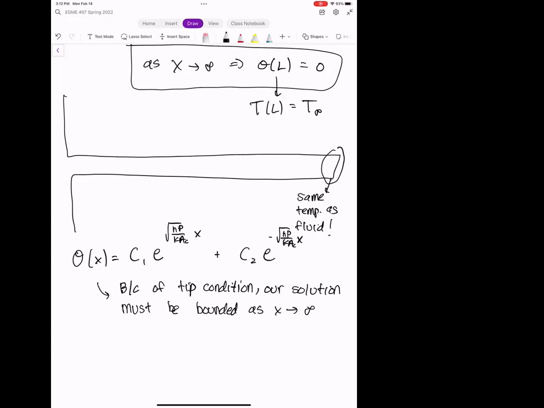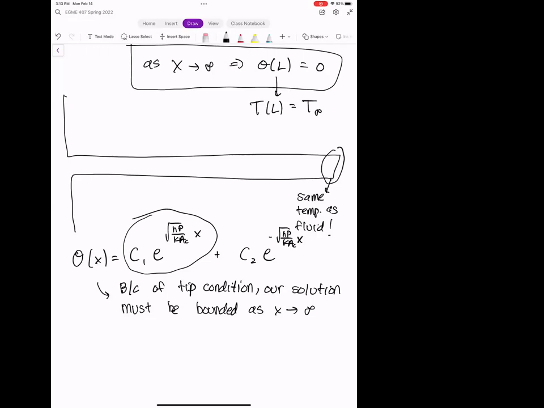All right, so we have two terms here in our general solution, right? We have a positive exponential, so e to the positive number multiplied by x, and then another term which is e to the negative number multiplied by x. One of these is going to behave really well when x goes to infinity. The other one is going to blow up. And the one that's going to blow up is our C1 term.